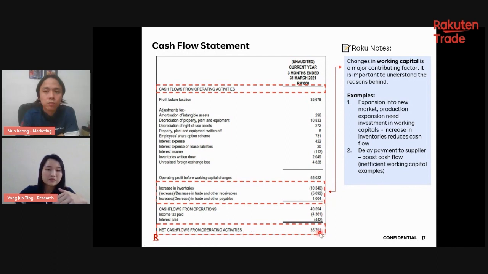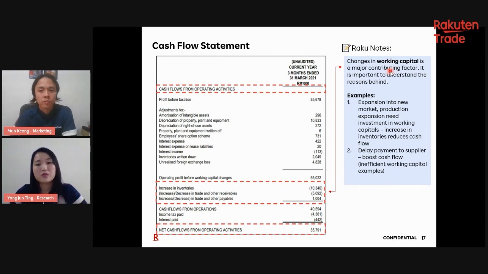So these working capitals, which involve your receivables, which is your customers, and also your payable, your supplier, make a very major contributing factor to your cash flow. So working capital is equal to your current asset minus your current liabilities. It shows how you manage your short-term liquidity in operating your business. So it's very important to understand the reasons behind this working capital. How does the increase in inventory or increase in receivable affect the cash flow, and why? I give you a very, very simple example.